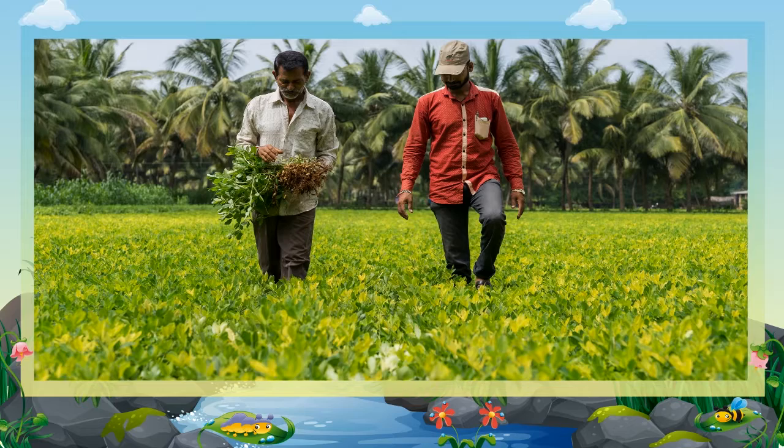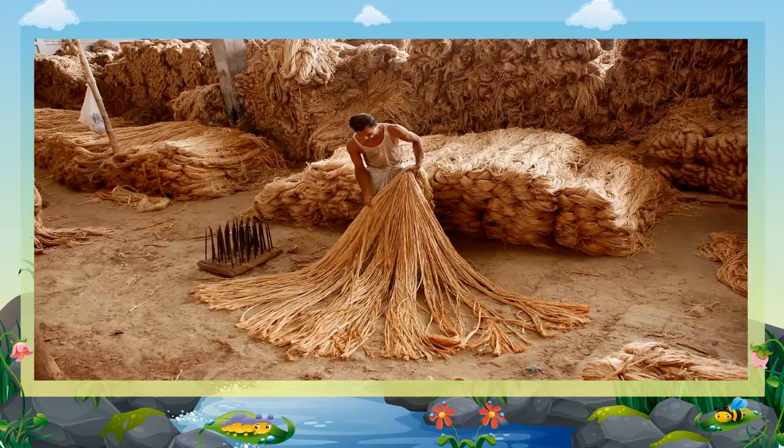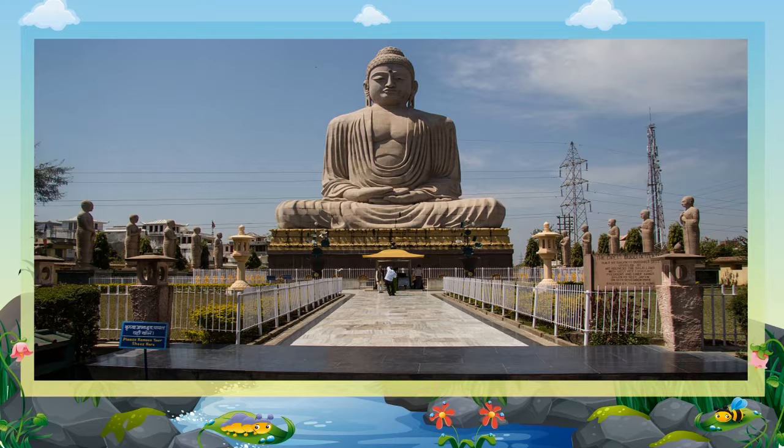The people of Bihar earn their livelihood from farming. They grow rice, sugarcane, pulses, jute, etc. Nalanda and Bodh Gaya are cities of historical importance in Bihar.